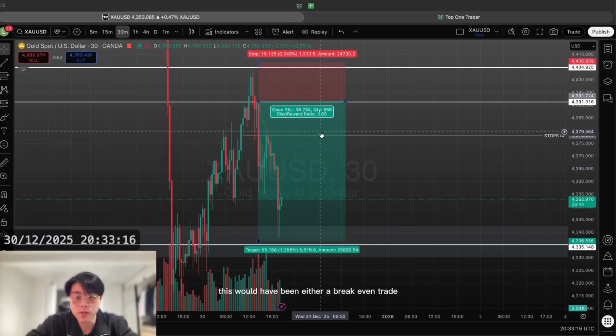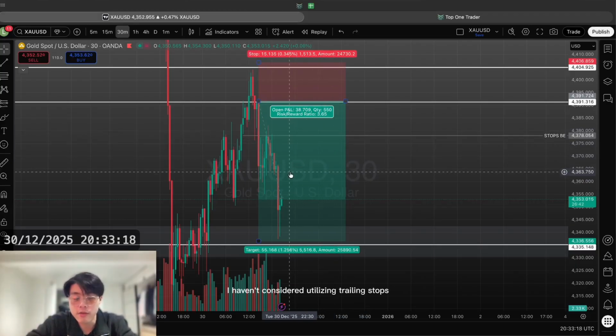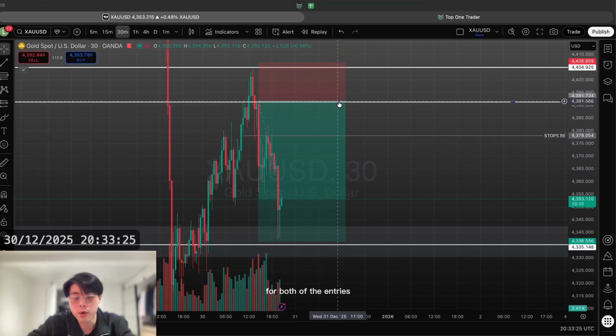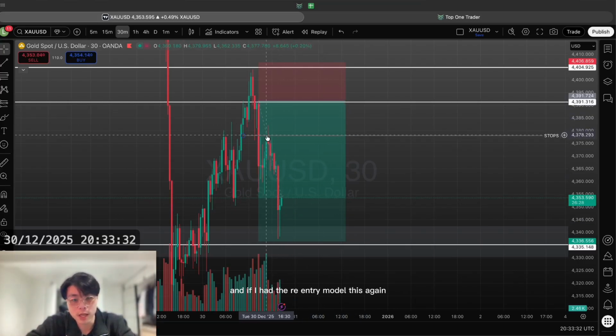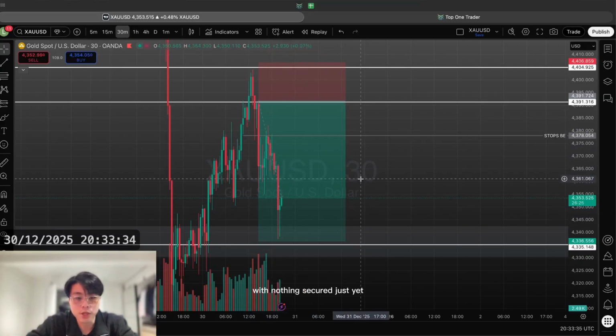Otherwise, this would be either a break-even trade. I haven't considered utilizing trailing stops just yet, so I haven't secured anything. We're just risk-free off of the trade position for both of the entries. So my original entry, had I taken that, this would still be a stop loss to break even. And if I had the re-entry model, again, still stop loss to break even with nothing secured just yet.